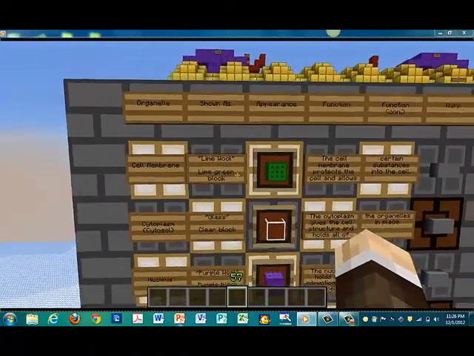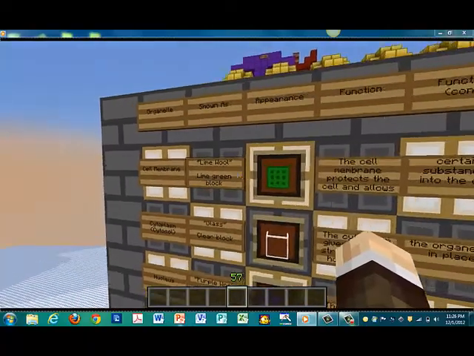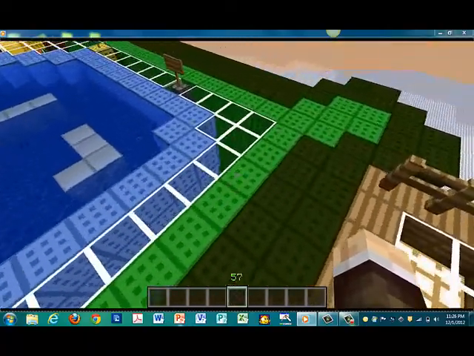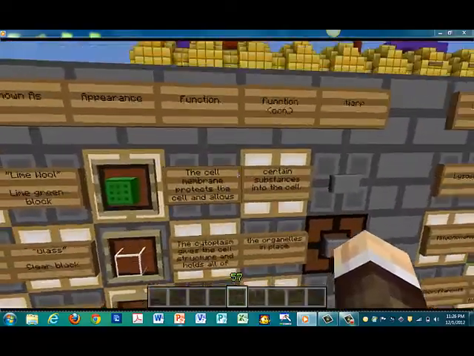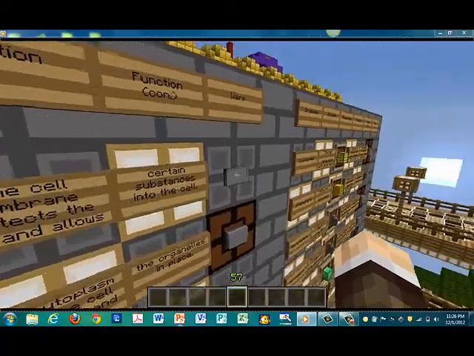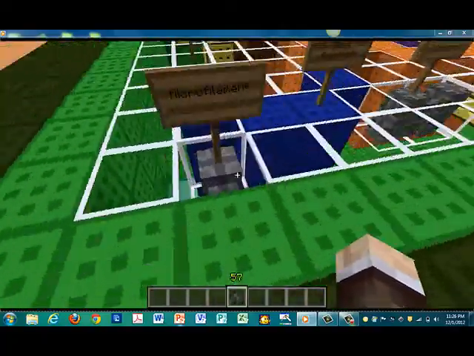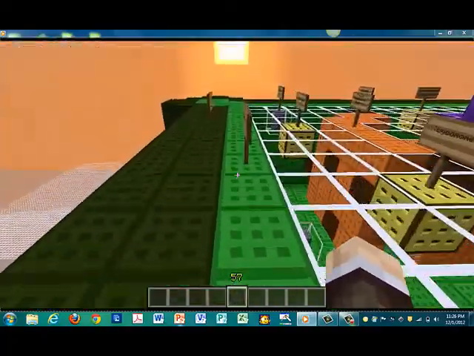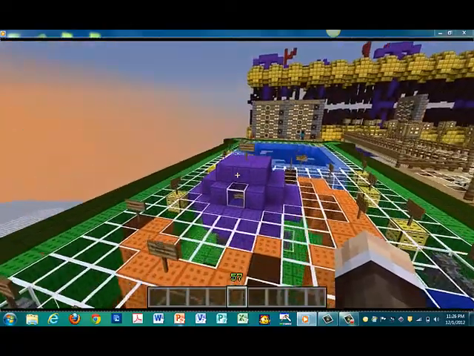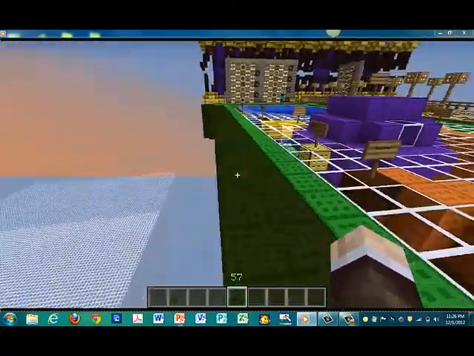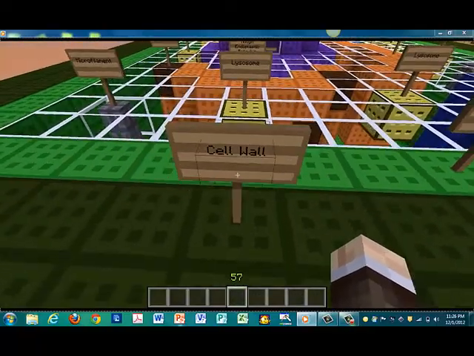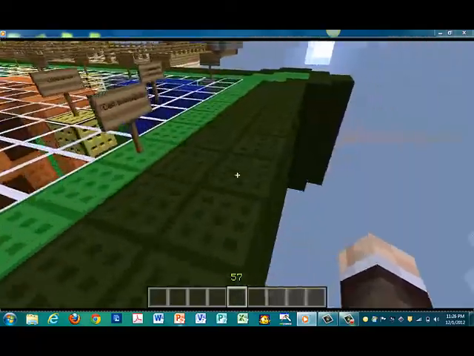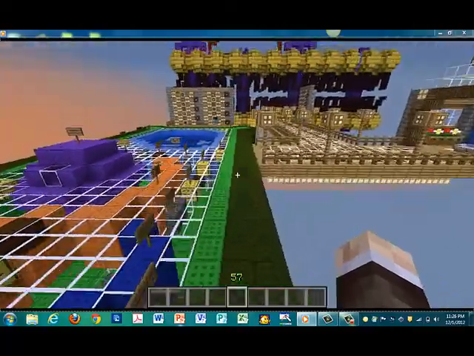First up is the cell membrane. The cell membrane is this lime green block that surrounds the cell. And the cell membrane protects the cell and allows certain substances into the cell. Next up, we have the cell wall, which are the dark green blocks around the cell membrane. The cell wall provides support for the cell membrane and prevents overexpansion when water enters.